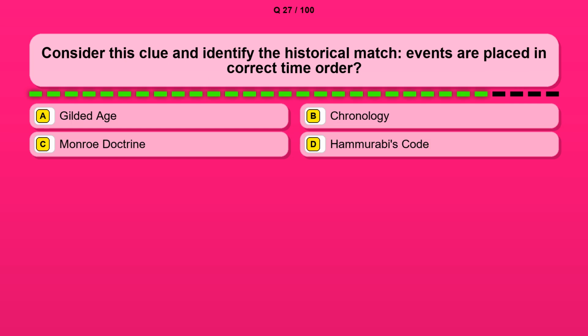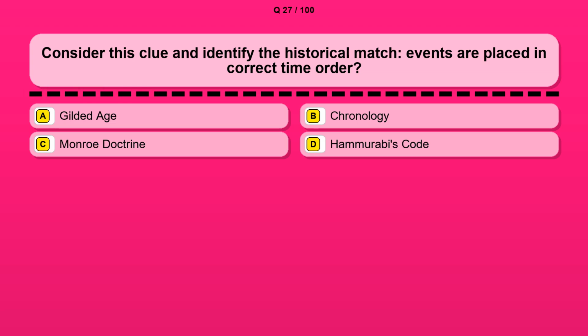Question 27. Consider this clue and identify the historical match. Events are placed in correct time order. Option A, Gilded Age. Option B, Chronology. Option C, Monroe Doctrine. Option D, Hammurabi's Code.